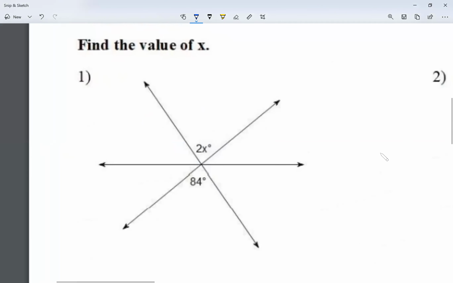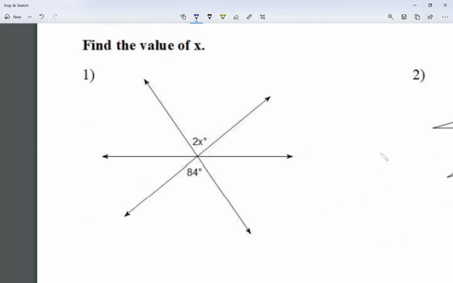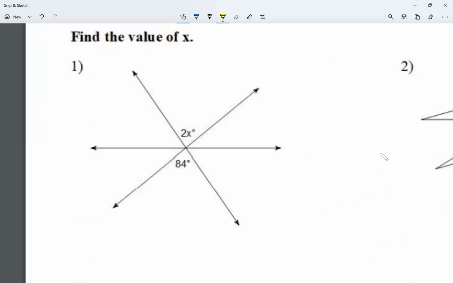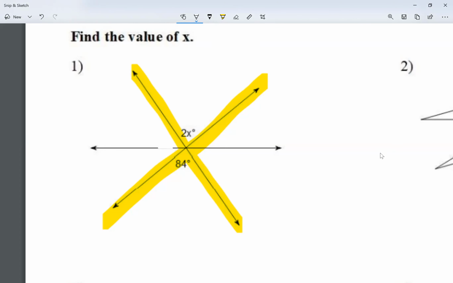Let's take a look at question number one. I'm going to work the first six questions today. It says, find the value of x. Let me highlight my angles here. It seems like for my angles, I'm using this line and this other line. There's an extra line there that has nothing to do with my angles. Notice there's my angle 2x and my angle 84. Because it has nothing to do with my angles, let me actually delete it. Let me cancel it out.